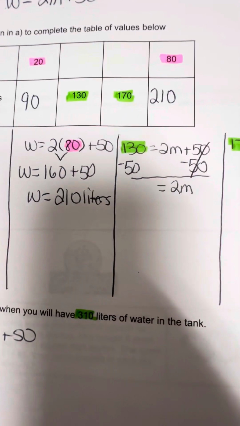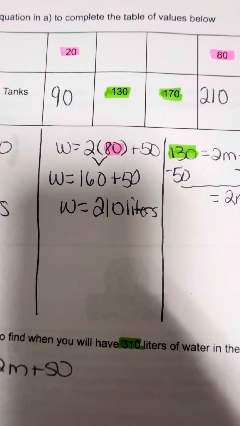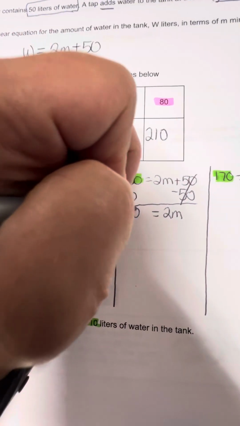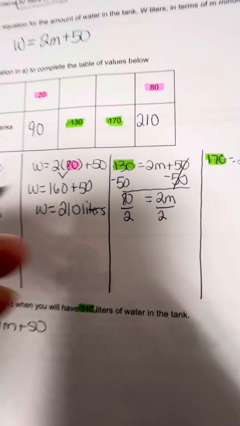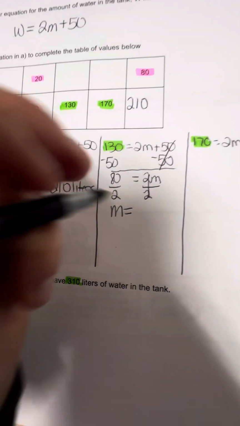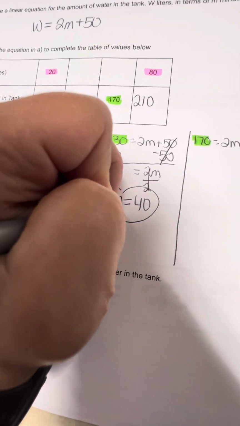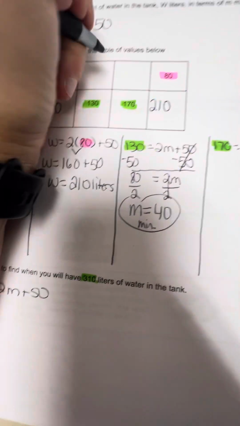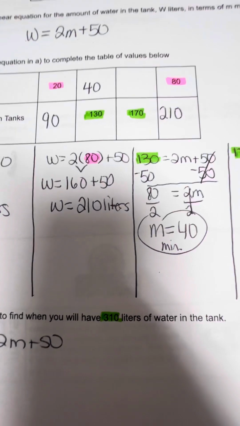So now I'm going to say 130 minus the 50. And when I do that, I end up with 80. And then we're going to divide both sides by 2. And when we do that, it's going to cancel and we're going to be left with 80 divided by 2, or 40. And that is minutes. So we're talking about minutes here. So this is going to be 40 minutes for us to get 130 liters in there.